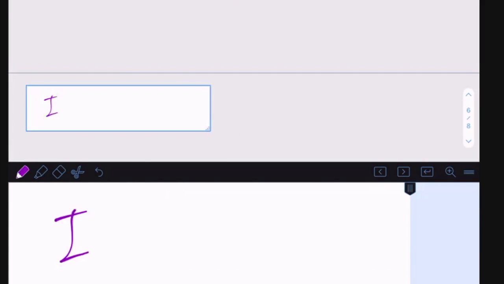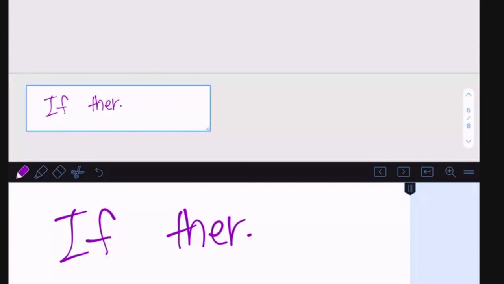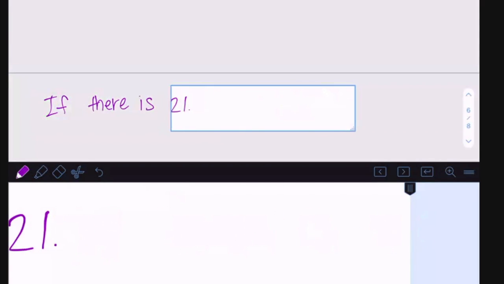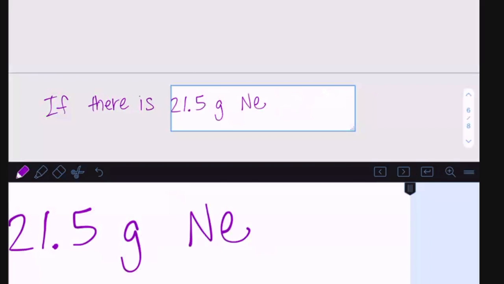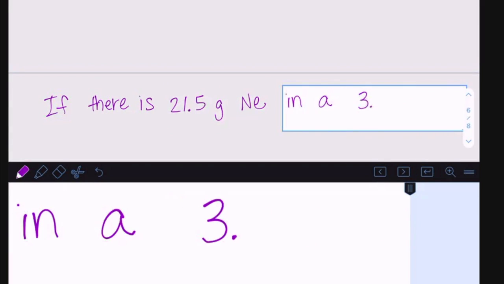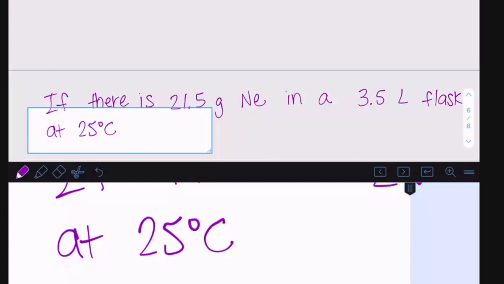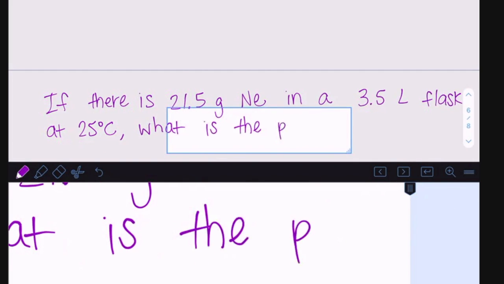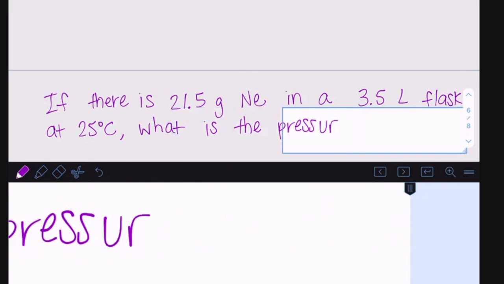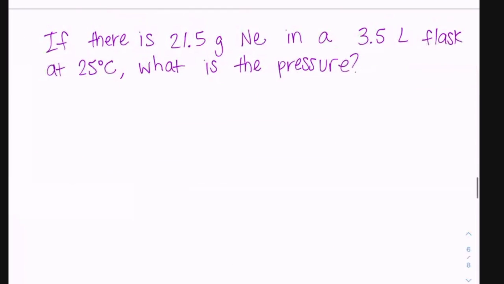So, if there is 21.5 grams of neon in a 3.5 liter flask at 25 degrees Celsius, what is the pressure? So take a second, read through it, see how you would want to solve it, and then we'll go through it as a class.